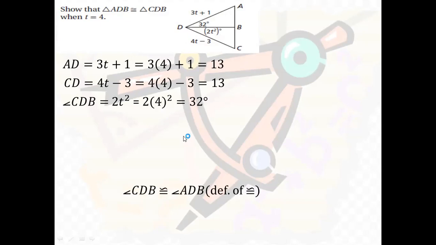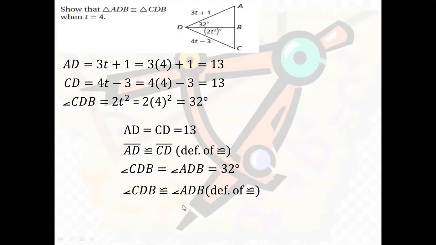Now comes the part where we are going to start proving that these two triangles are equal. So start by the sides. We could say that AD is equal to CD because both of them are 13. When we solved, we got this 13 and this is also 13. So we could say AD is equal to CD, which is 13. So from this statement, we could say that AD is congruent to CD because of the definition of congruence. Okay, so we are done with one side.